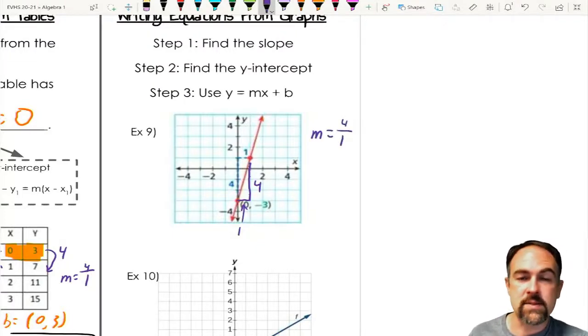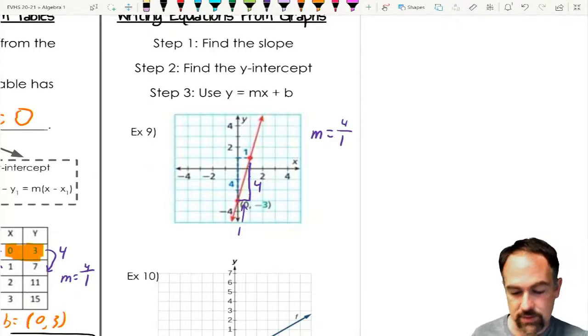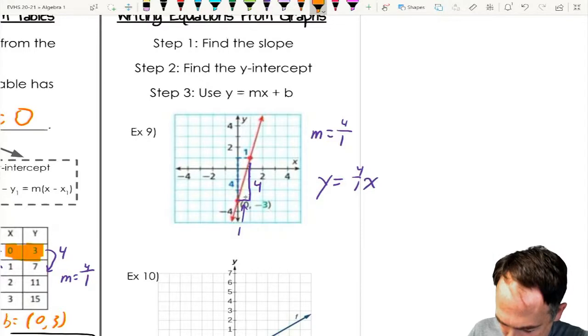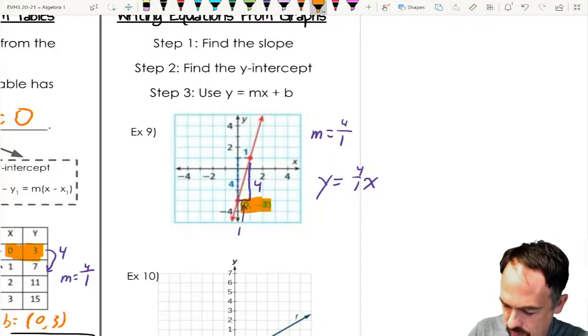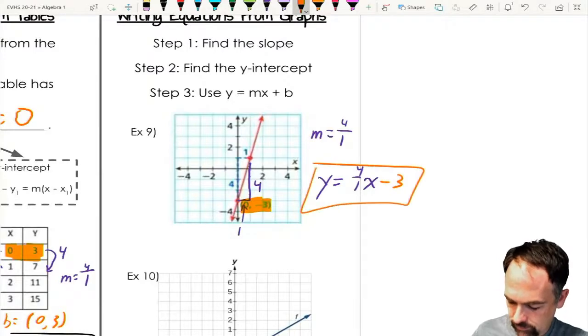And always on graphs, make sure you're evaluating positive or negative. What would slope dude say? As I go from left to right, I'm going up, which means he's saying puff, puff, positive. So it's a positive slope. So we've got y equals 4 over 1x. And then my y-intercept happens right here. It tells me it's 0, negative 3. So minus 3.